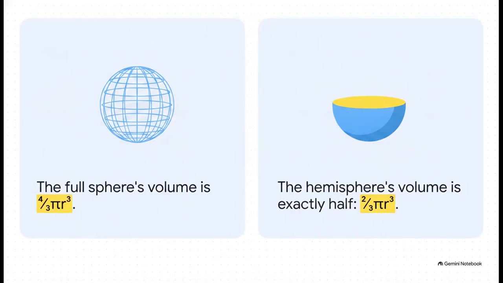When we compare the volume of the full sphere to the hemisphere, there is a wonderfully clear, logical fraction shift. The sphere's volume is 4/3 pi r cubed. By slicing the shape cleanly in half, the math reflects that physical action perfectly. It simply changes the 4 in the numerator to a 2. So the hemisphere's volume is exactly half, 2/3 pi r cubed.